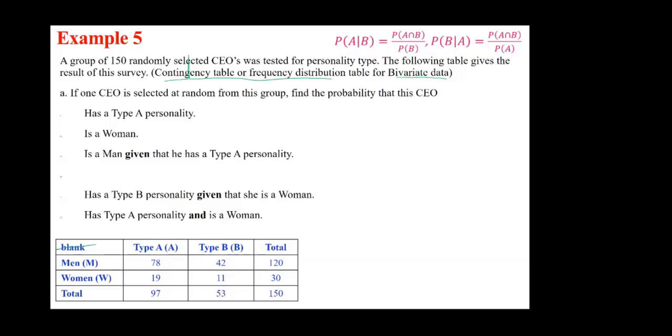A, which is simply N of A over N of S. Originally, your sample space contains everybody, 150. For any marginal or simple probability, your sample space contains 150 elements, subjects, objects, however you want to put that. Therefore, N of A is simply 97. We have 97 of them.